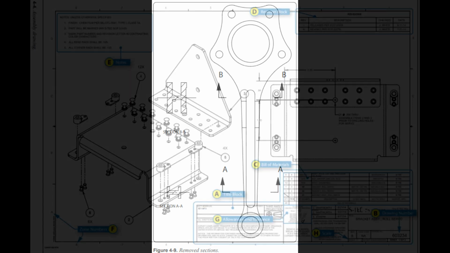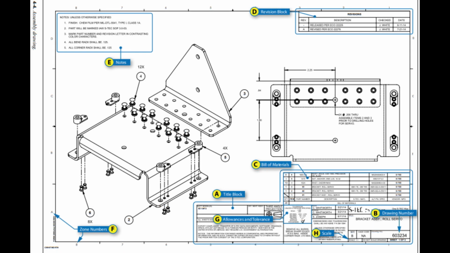Title blocks. Every print must have some means of identification. This is provided by a title block. Figure 4.4a. The title block consists of a drawing number and certain other data concerning the drawing and the object it represents. This information is grouped in a prominent place on the print, usually in the lower right-hand corner.